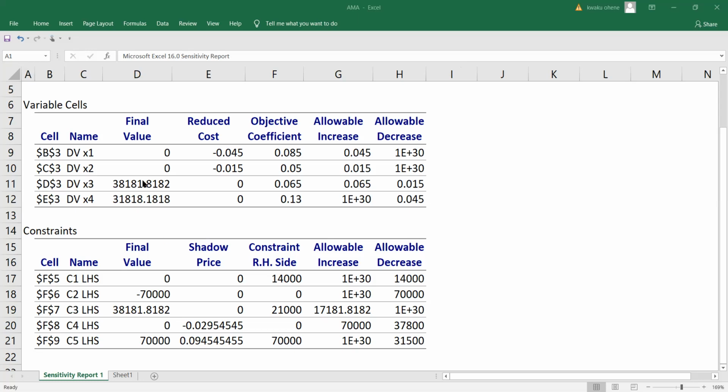So the optimal solution is, the key word to get clear here is that the optimal solution is a final value of the variable cells. Take note of that. Write it down if you have to. The optimal solution is a final value of the variable cells. And so you will say that the optimal solution to this investment problem is to invest 38,181.8 into treasury bills and 31,818.2 into the growth stock fund. That is your advice to the woman.